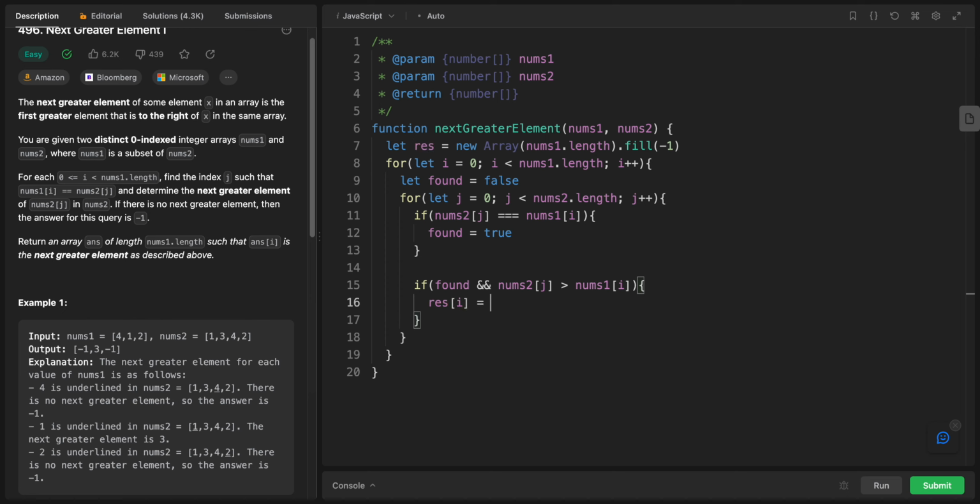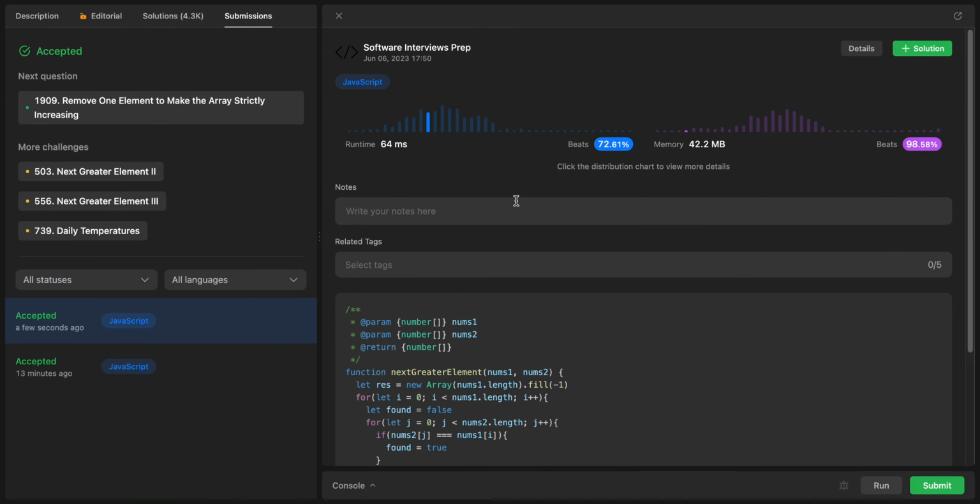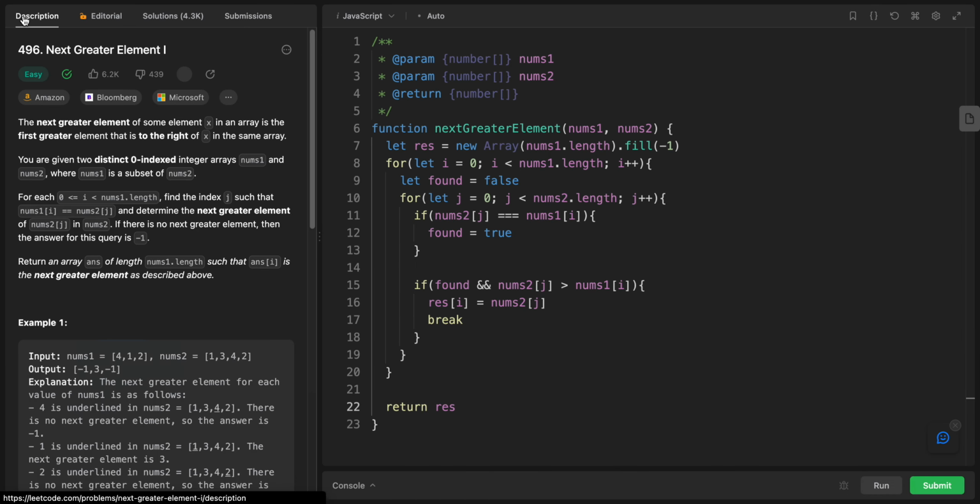Also rest of I will be nums2 of G, and I guess we could break because there is no need to continue the loop. And I will return rest. I guess that's it. Let's see. Oh, voila, it's okay. So let's talk about how this worked.